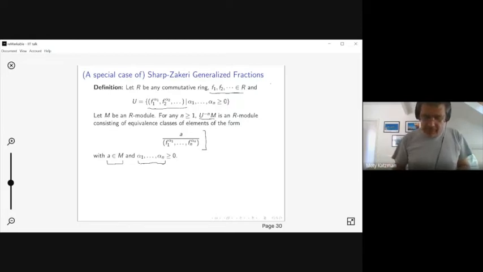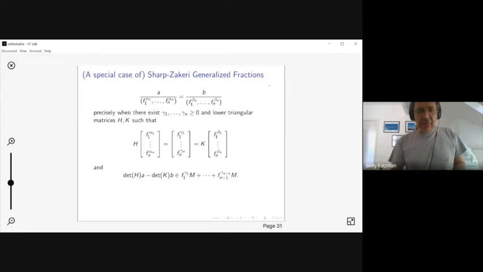So what is this equivalence relation? And again, I'm showing you a special case of this construction. In general, one needs to do something more general. So we're going to declare this symbol to be the same as that symbol if, first, we want to have the analog of finding a common denominator. So we're going to look at some powers of f1 up to fn, which I'm going to call f1 to the gamma 1 up to fn to the gamma n.